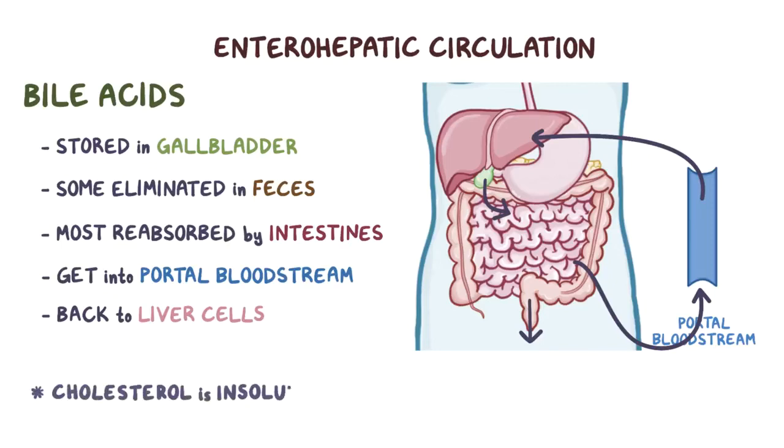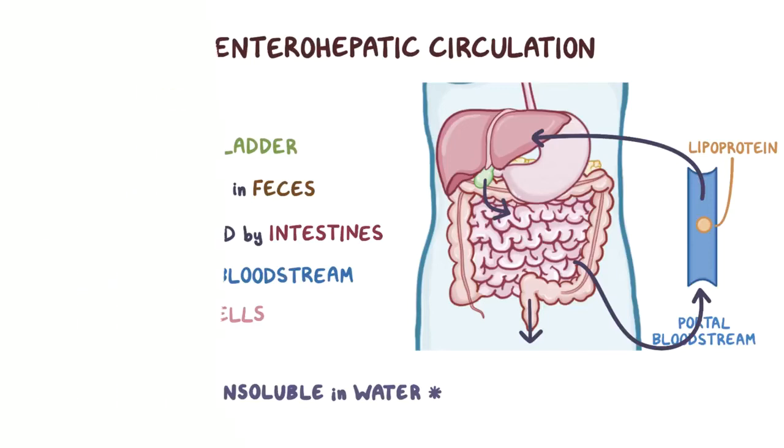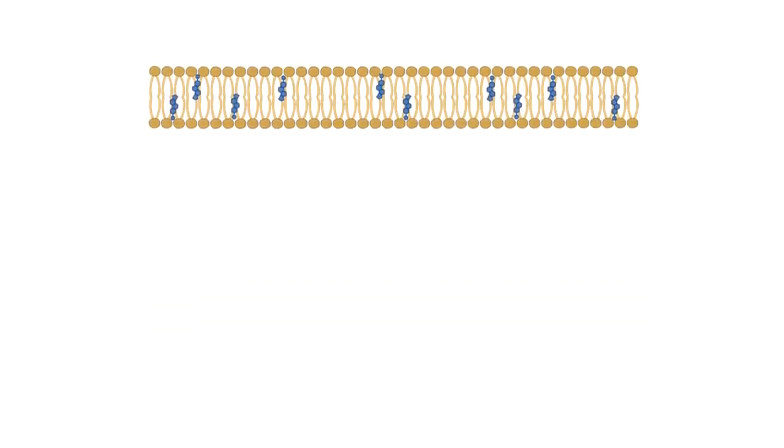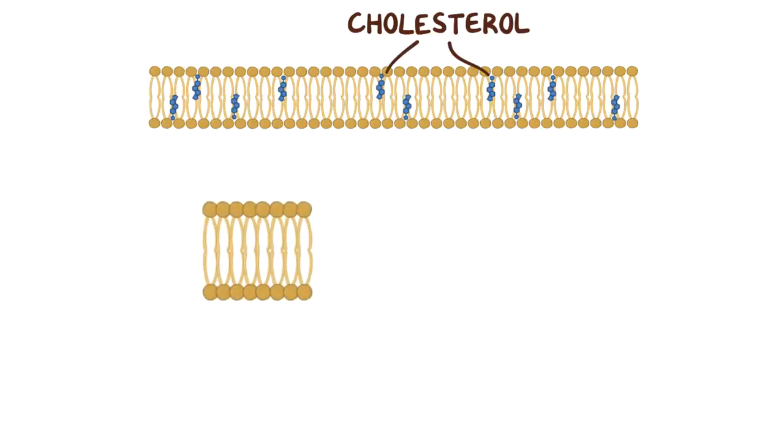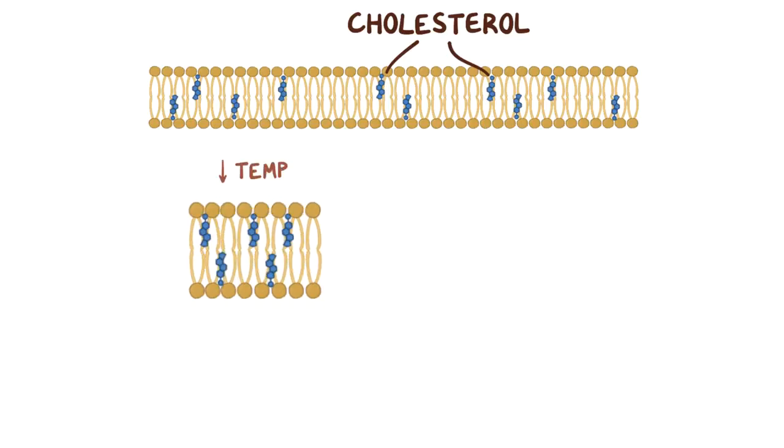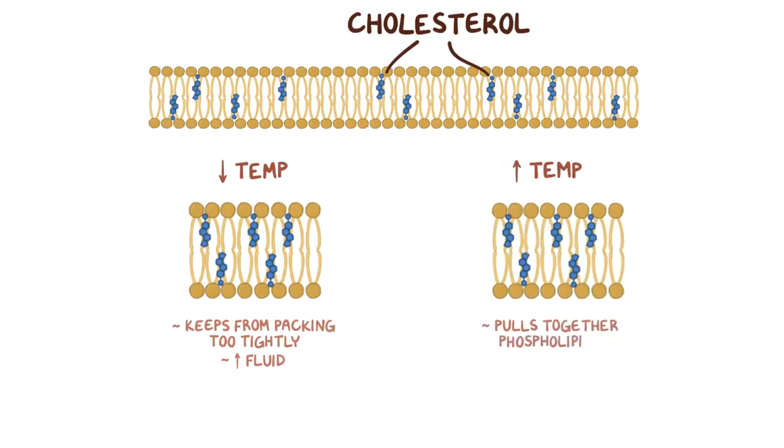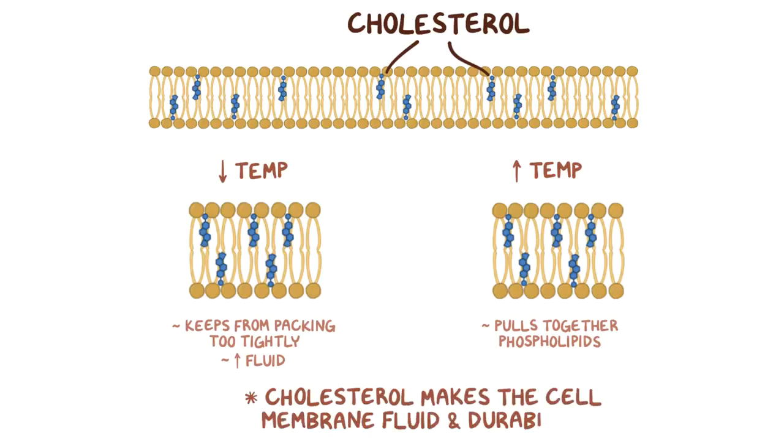Now, cholesterol is insoluble in water, so moving through the bloodstream is done through lipoproteins, which are part lipophilic or fat-loving and part hydrophilic or water-loving. Now, aside from the liver, every cell can make cholesterol for itself. One way cells use cholesterol is as a part of the cell membrane. And the role of cholesterol is twofold. At low temperatures, it squeezes in between phospholipid molecules and keeps them from packing too tightly together to keep the membrane more fluid. And at high temperatures, cholesterol pulls phospholipid molecules together, decreasing the space between them. So cholesterol makes the cell membrane fluid and durable, no matter the weather.